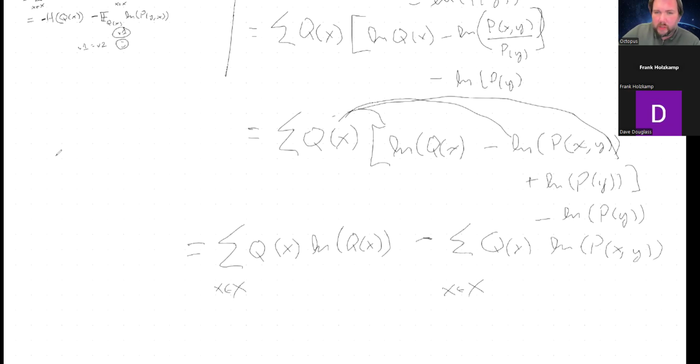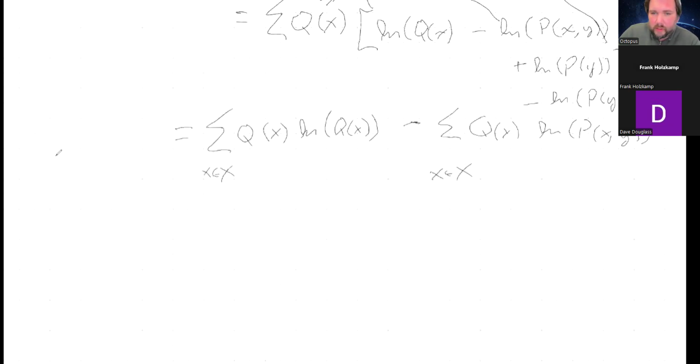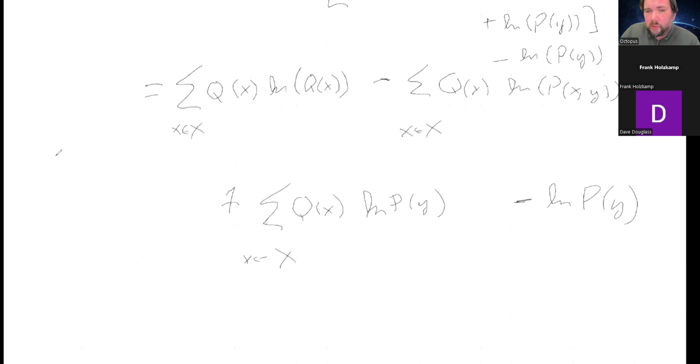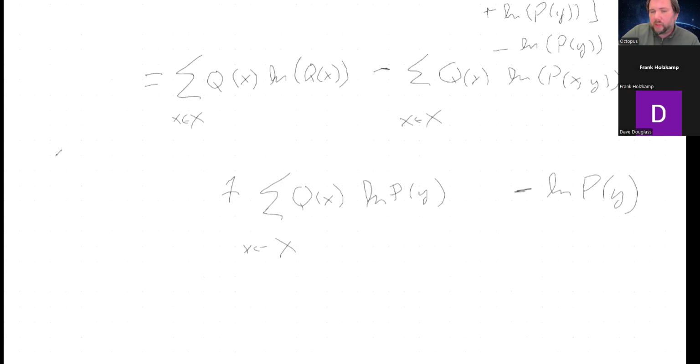And this equation continues. We have plus the sum over q of x natural log probability of y. And all of this is minus this natural log p of y term. Now, if we were looking ahead to think about what we wanted to end up with, we really just want the first two terms. And this sum over x in X of q of x natural log of p of y is annoying. So what we can do is factor this in front.